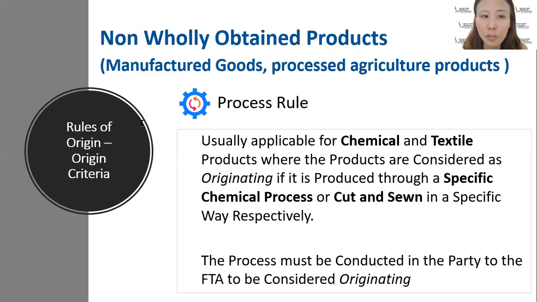Under the process rule, non-originating raw materials will have to undergo an FTA-specific process to be deemed originating, such as refining. Hence, the process of refining in Singapore itself would confer originating status on the refined petroleum. However, please be reminded to check what are the process rules in each FTA, as some of our FTA partners might be reluctant to incorporate these process rules.